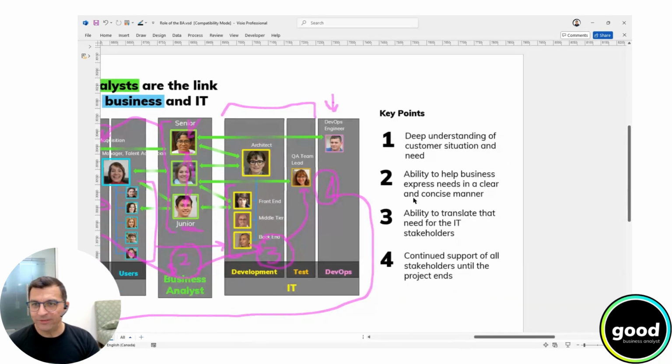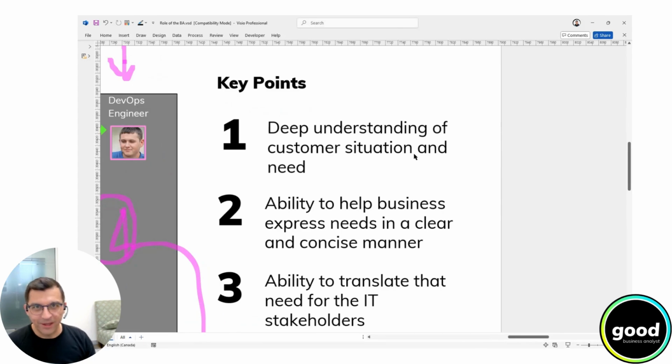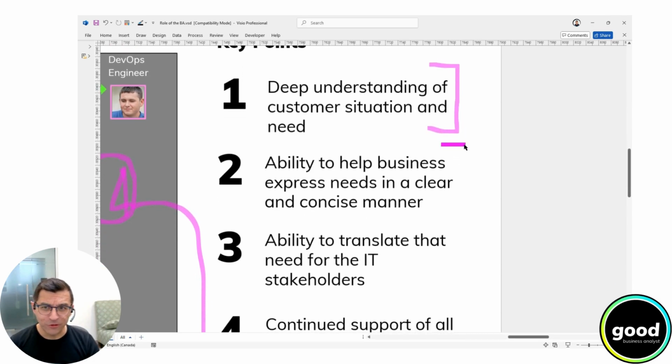So key points here to understand what a business analyst really does on a project, to connect the gap between the business side and the IT side, is that they have to build a deep understanding of their customer situation, their customer's world, and understand a lot of the pain points that the customers have. They have to get those customers to express those needs in a way that's clear and concise. Oftentimes when you're dealing with customers, they don't have the language and they don't have the ability to express their needs in a way that you need to understand as an analyst. And so you have to help them along to understand that.